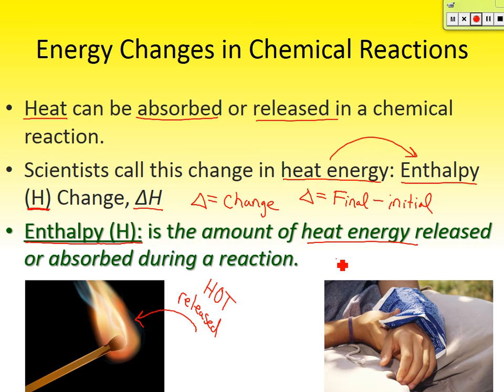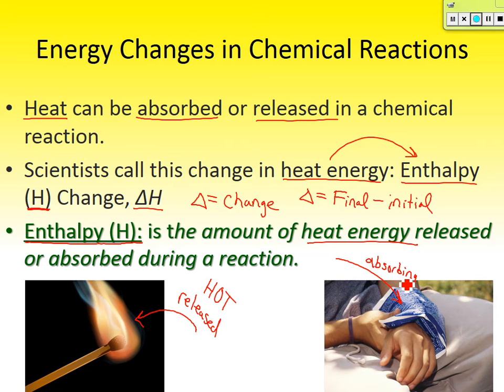Now let's talk about this. It's a cold pack around this guy's arm. Is this reaction releasing or absorbing heat? It's absorbing. This one is absorbing heat.